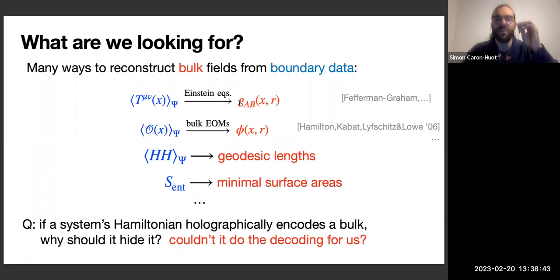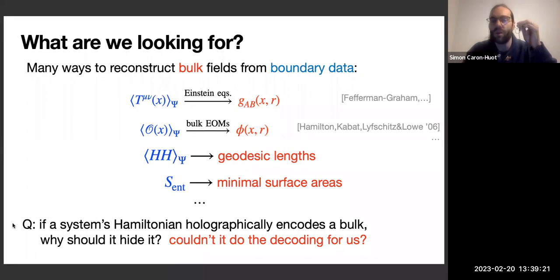condition to solve the equation. So there's a basic question this raises: if a system is holographic, it means that you start with a boundary system that has some Hamiltonian, and somehow this system encodes a bulk dual. Why should this dual be hidden from us? Why should we have to do decoding? Can't the system decode it for us? That's the basic question we try to answer, and we find that, yes, by using the boundary system, the Hamiltonian, we can also essentially decode the bulk.